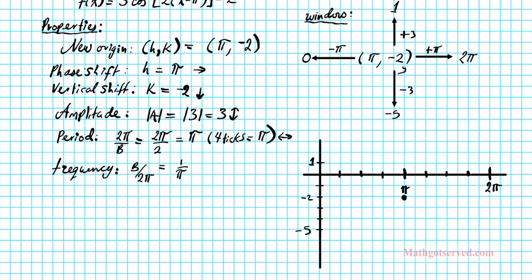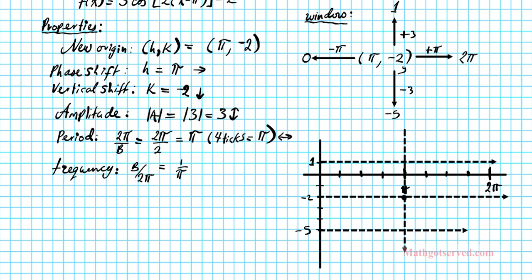Next thing we're going to do is graph our new coordinate system. We have the new y-axis right there, shifted to the left a little bit, and our new x-axis, the horizontal line through the new origin. Our maximum is positive 1, and our minimum is negative 5. All right. Now we have our setup.